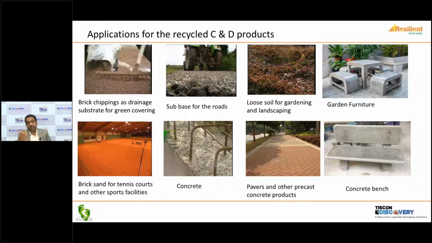You can use it very well in the subbase or the granular subbase for the roads. Loose soil can be used for gardening and landscaping. You can use brick sand for sports facilities and tennis courts and all that. You can use concrete for pavers and precast. And one of the more unconventional applications which have been developed is garden furniture.